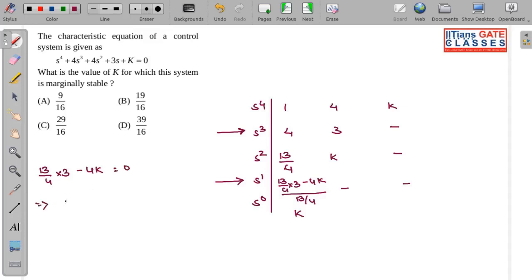or this is equal to 4K is equal to 13 into 3 by 4, or K equal to 39 by 16. So option D is your correct answer. So for K equal to 39 by 16, you will have the system marginally stable. So this was all the concept about your Routh-Hurwitz criteria.